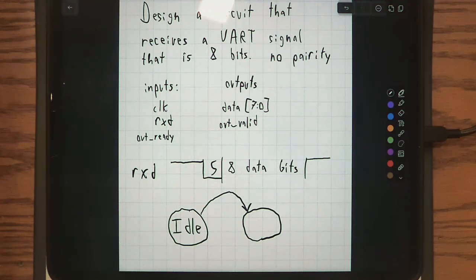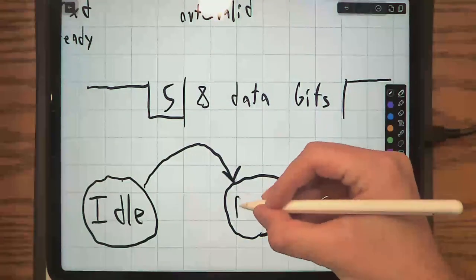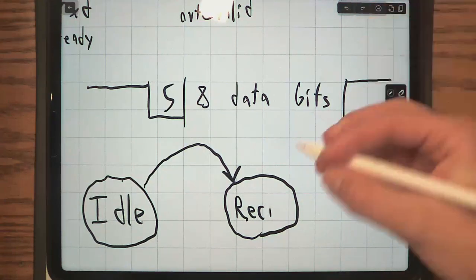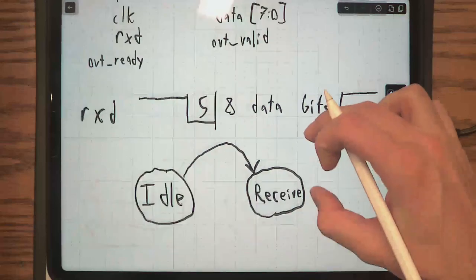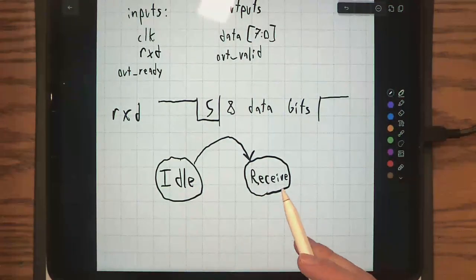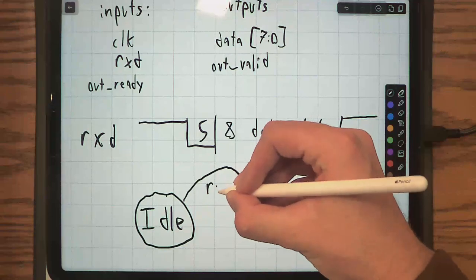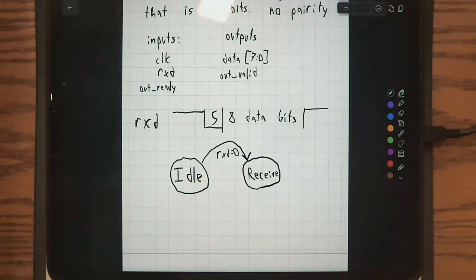Maybe receiving, right? Because it's receiving all of the data bits. That's probably what I would call it. Receiving, okay. Good. So we're receiving, and this is based off of RxD equals 0. Okay, so now we're receiving.